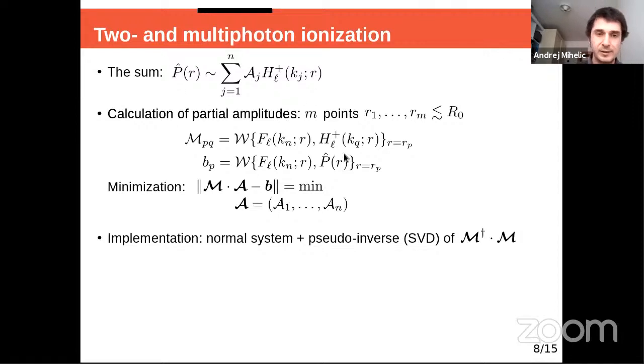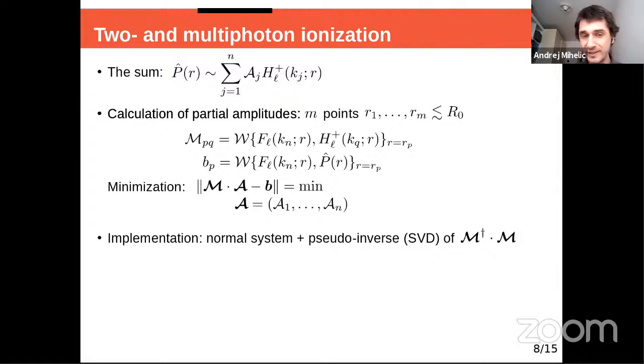Okay. Now this problem can be cast as a minimization problem, and this of course can be solved by solving a normal system. And this normal system is solved by a simple pseudo-inverse, so with singular value decomposition of this matrix. This is actually much simpler than it looks, and it is very efficient and very stable. And as far as we were able to test, it gives very good results. So, and the results is what I show next.